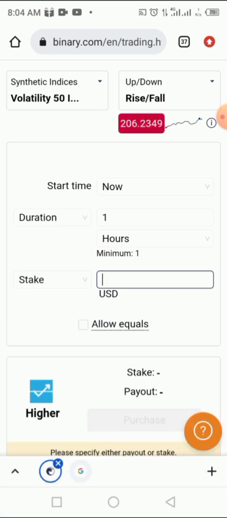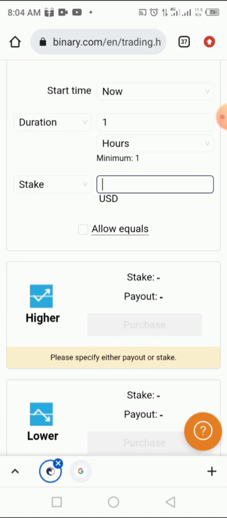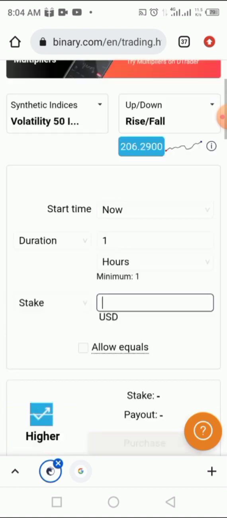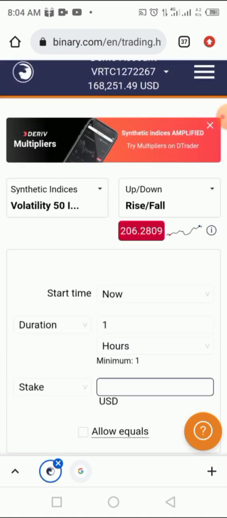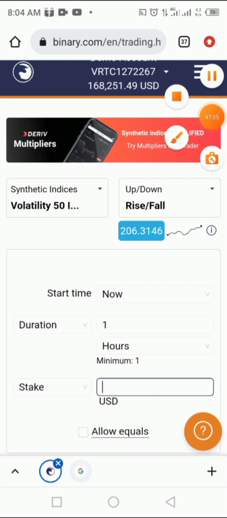That's at times when I'm not trading MT5, I come to binary options. So any question, DM me and I'll let you know. I can do a video on that once more again.